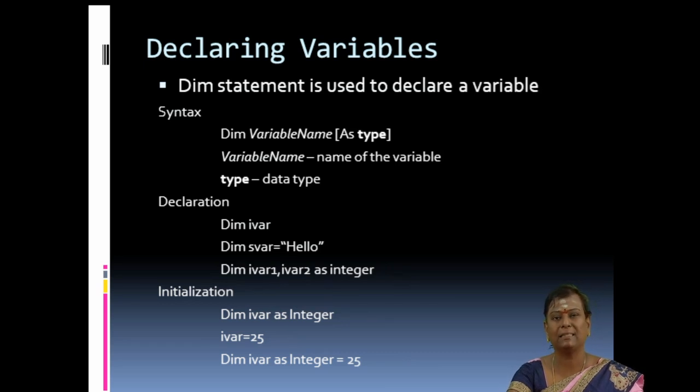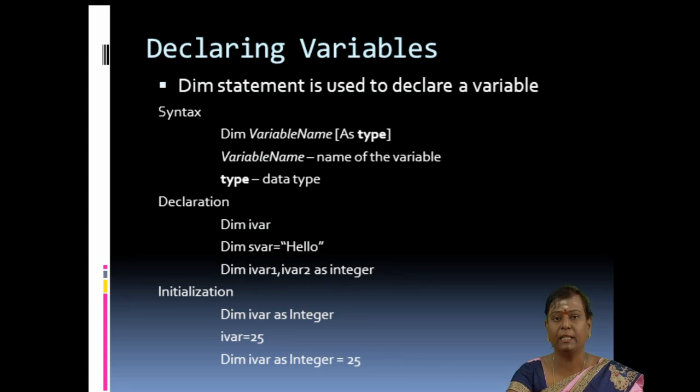In declaration, just the variable will be declared. In the first statement, see Dim ivar. Here the ivar variable is declared, but as the data type hasn't been given, by default it will be of string value. So the blank string value will be assigned. So just a variable is declared. In svar it is declared, but the value has been assigned as hello. In the third statement, ivar1, ivar2 As Integer. Here, as we specify Integer, the data type will be the integer data type.